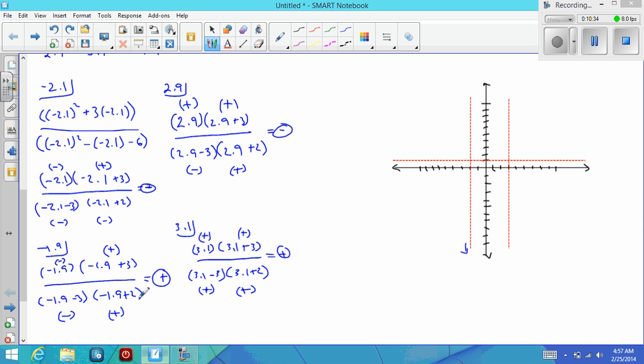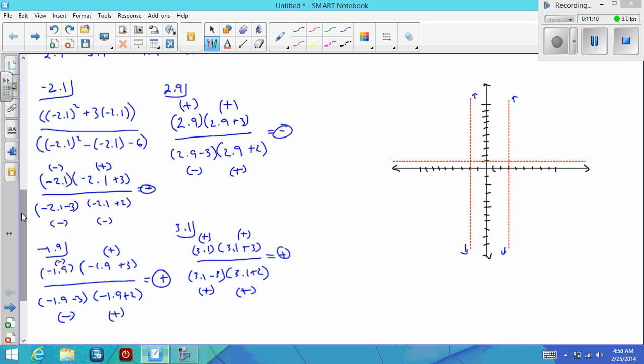All right, so let's go back over to the graph and make some kind of notation like I did here, which direction we're going. So at negative 1.9, to the right of the asymptote, I'm going positive, so up to positive infinity. To the left of the vertical asymptote at 3, at 2.9, I'm negative, so I'm going down. And to the right of the asymptote, I'm going positive, so I'm going up.